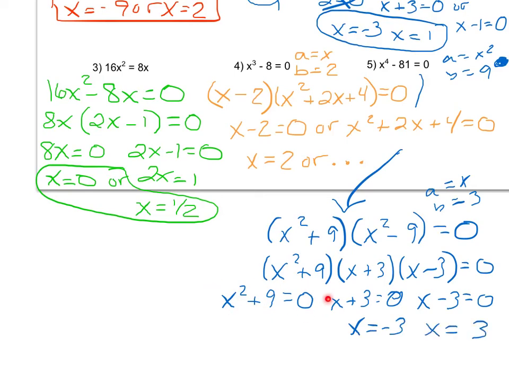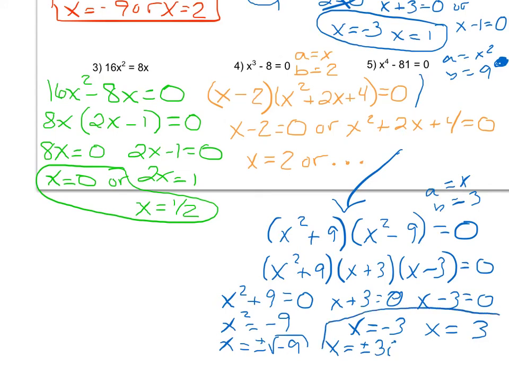This piece here, when I go to solve this, I realize that it's a quadratic equation, but it does not have a linear term, so I'm going to use square roots on this. When I do, I end up with x squared equals negative 9. So x equals plus or minus the square root of negative 9. Well, I've already learned what to do with that. That's going to give me an imaginary number. So I get x equals plus or minus 3i.